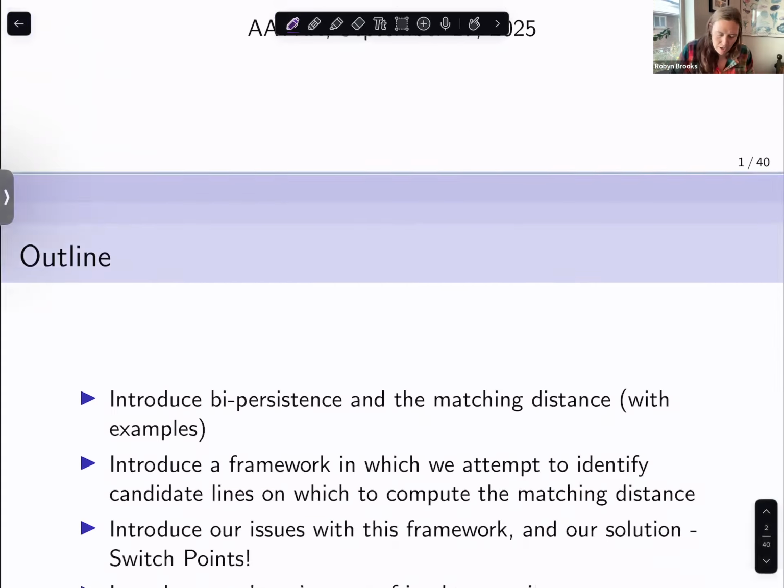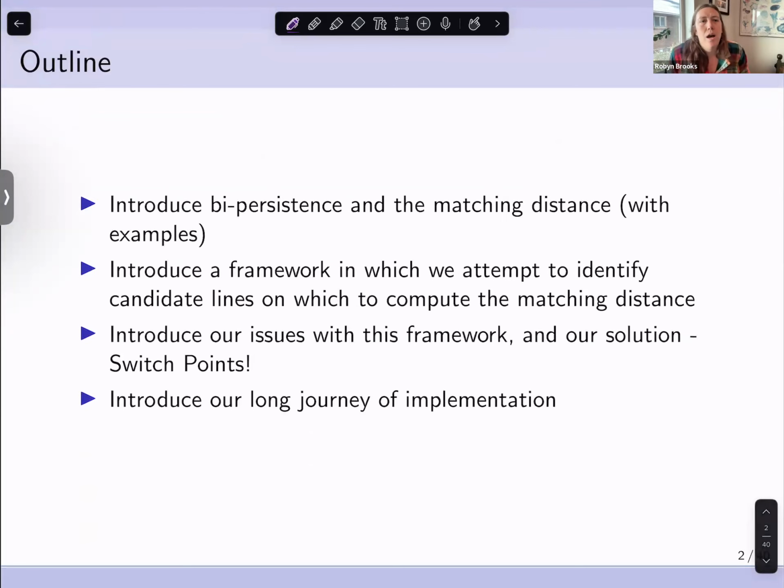So today in this talk, I'm going to talk about work from two different papers that we've been working on together. One of these papers works out the theory of computing the matching distance, and then we had to write an additional paper on the implementation of this computation.